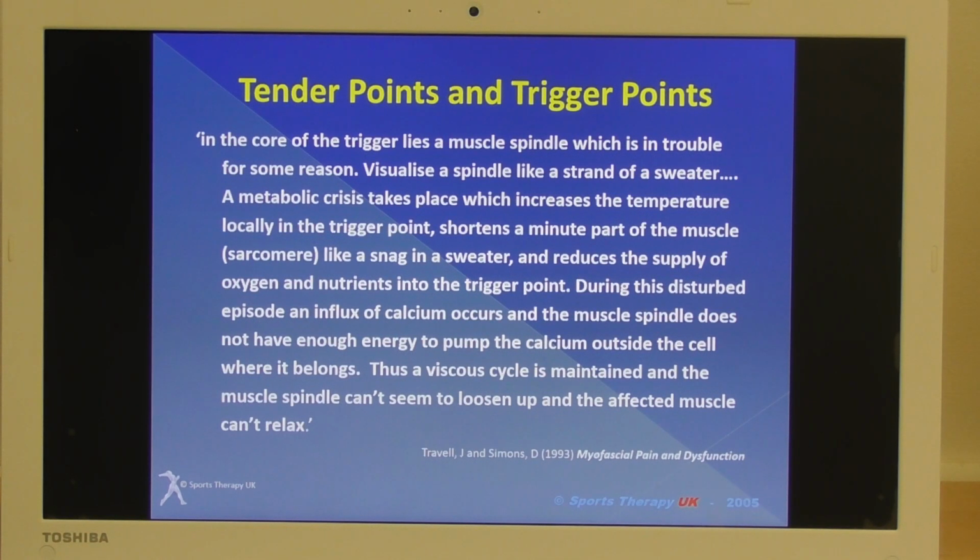Going back to the calcium, if you're not too sure where calcium fits into it, go back into some anatomy and physiology and look at your sliding filament theory, which is where calcium is pumped in but also has to be pumped back out. Otherwise we can get these states of trigger and tender points occurring.